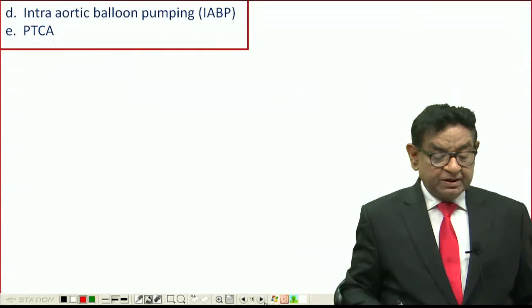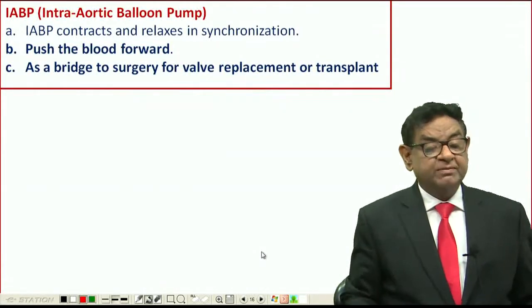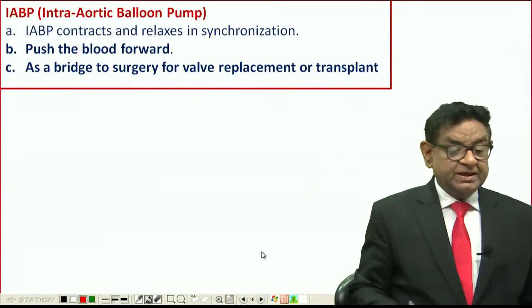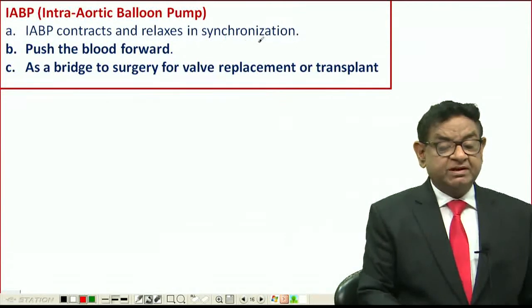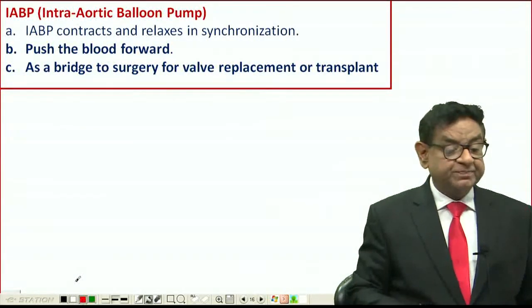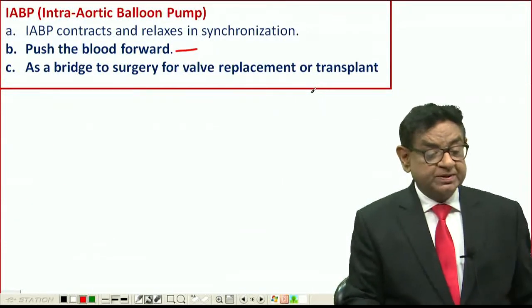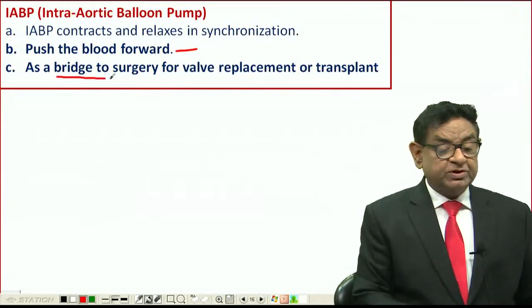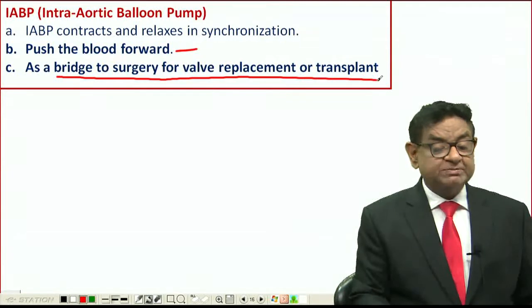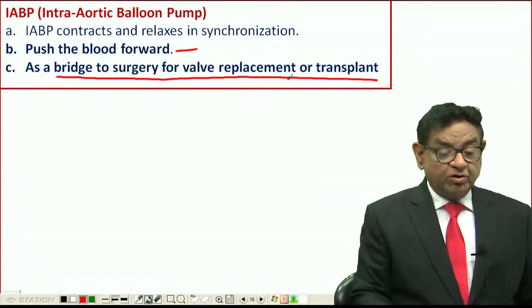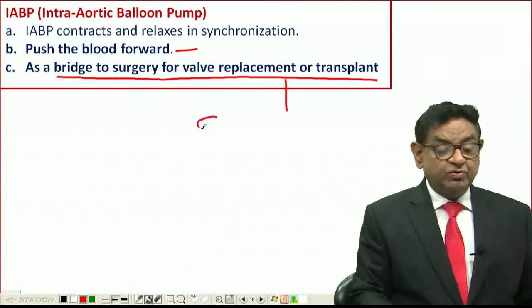Now, what about the intra-aortic balloon pump? What is this? It contracts and relaxes in synchronization with the heartbeat. The purpose is that it pushes the blood forward. It acts as a bridge for surgery, for valve replacement or transplant, or it is also used in patients who are having cardiogenic shock.